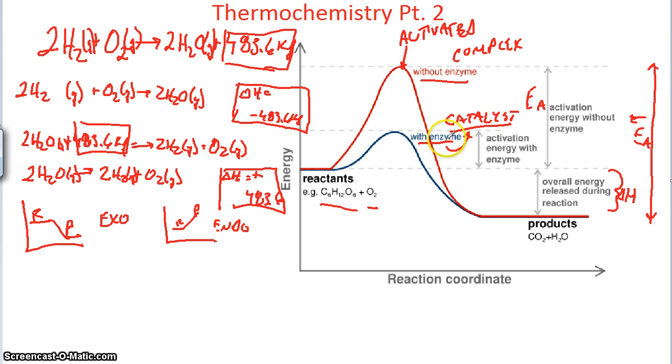While this says enzyme, a catalyst is a more general term, and there are a lot of them, but what a catalyst does is allow this reaction to occur more easily by lowering the activation energy. So notice that my activation energy with the enzyme or the catalyst is much, much lower. That means more of my collisions will be effective and I will get more product. So anything I can do to lower this activation energy generally speeds up the reaction, and by speeding it up, you get more product. Okay, so that concludes thermochemistry part 2.